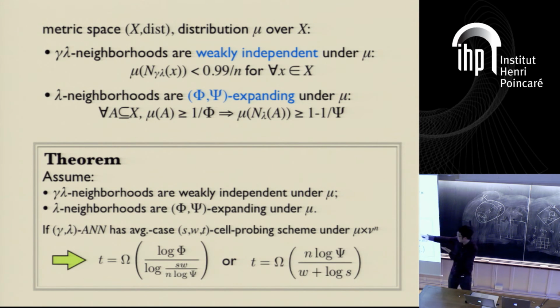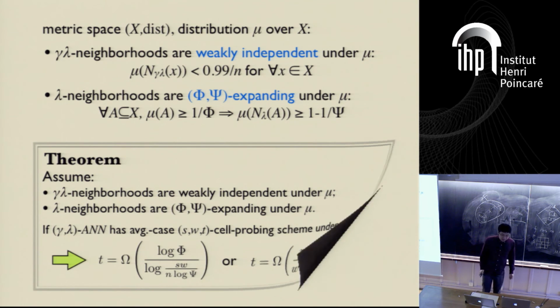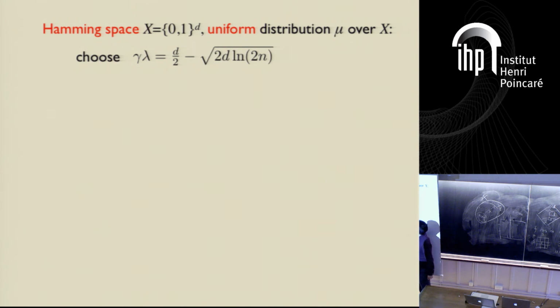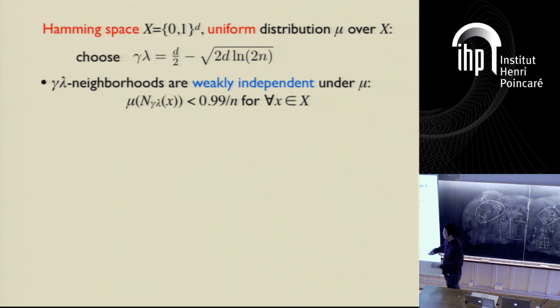From the metric expansion, which implied the rectangle property of the gap distance function. And back to the Hamming space, we can choose this gamma lambda radius, the radius of the bigger ball, as the Chernoff bound threshold. So by the Chernoff bound, the bigger balls are small, so it's weakly independent.